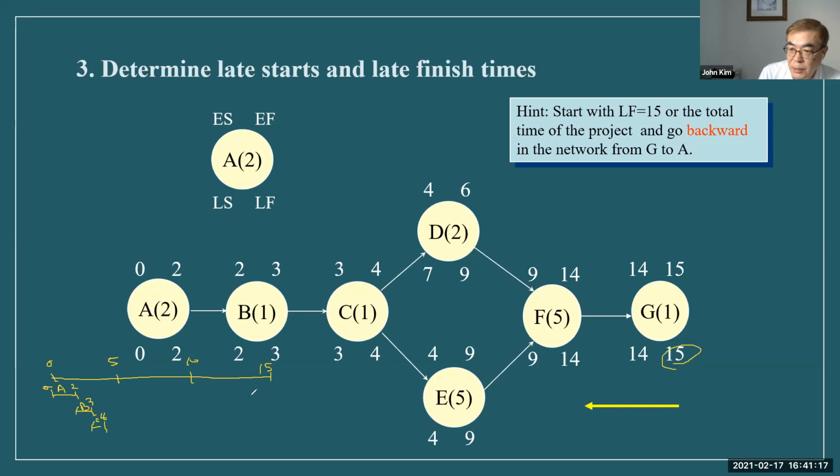And then D starts at 4 and finishes at 6. That is D. And E starts at 4, the same, and finishes at 9. That is E. And then the others: F starts at 9 and finishes at 14. And then G finishes at 15.